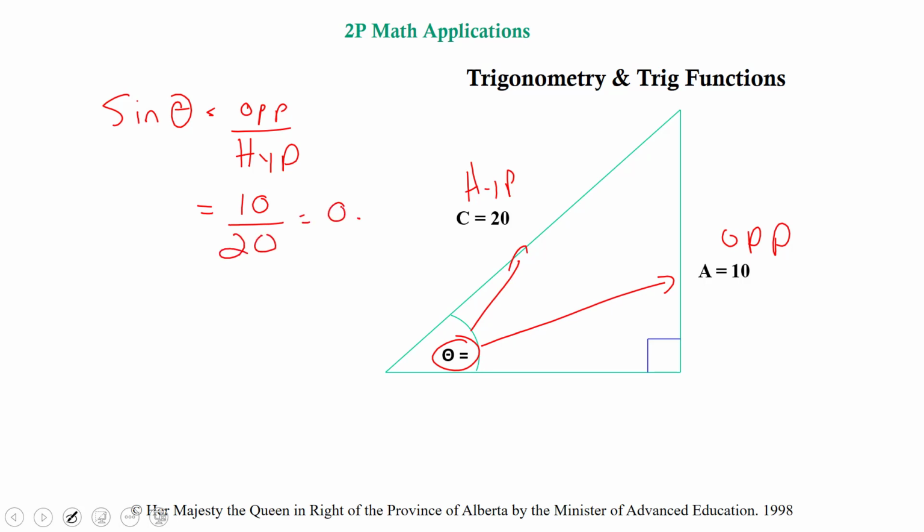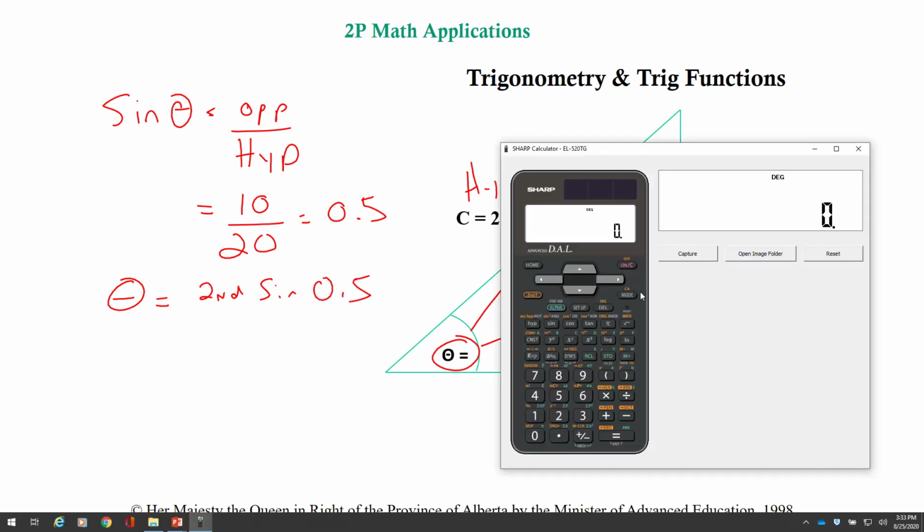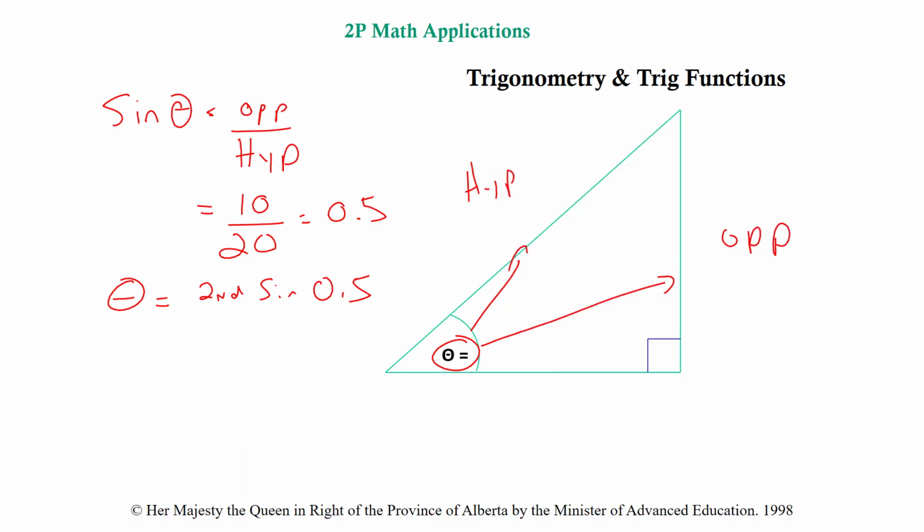That comes to 0.5. And if we put that in our calculator, theta is equal to second function sine 0.5. Entering that in the calculator, 10 divided by 20 equals 0.5. Second function sine equals, and we get a 30-degree triangle. 30 degrees. All right, let's try another one.